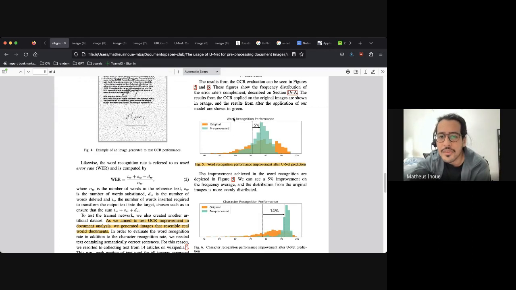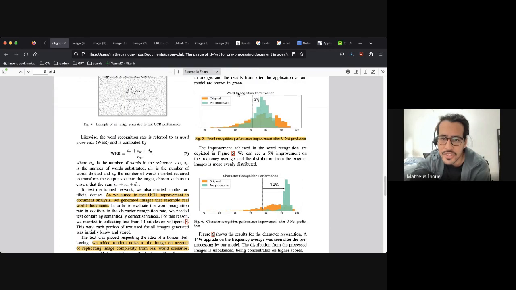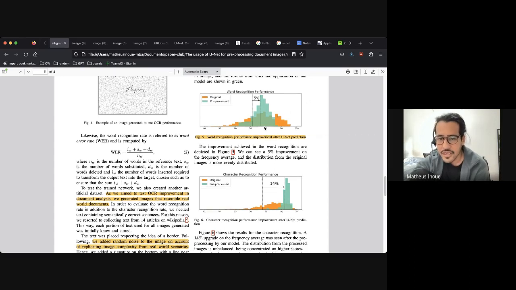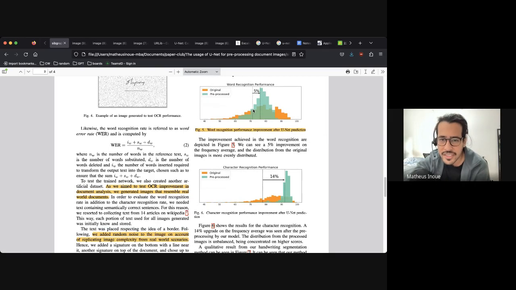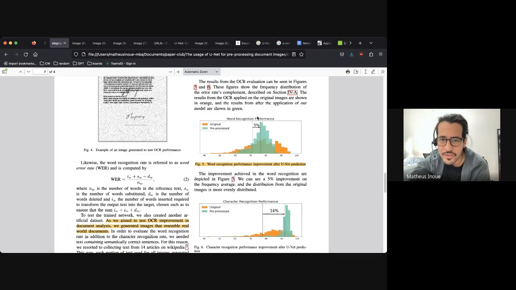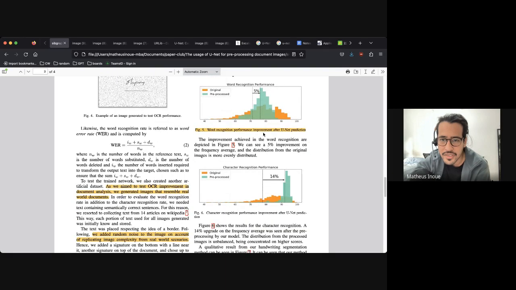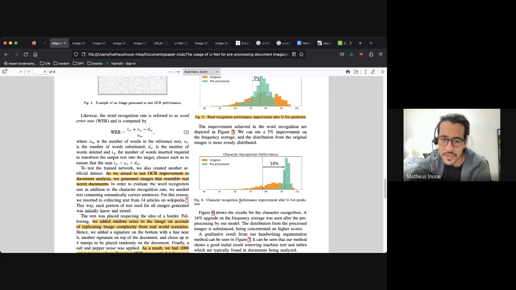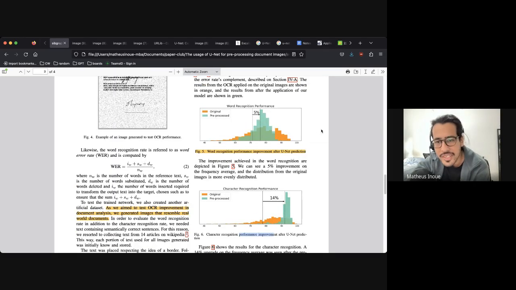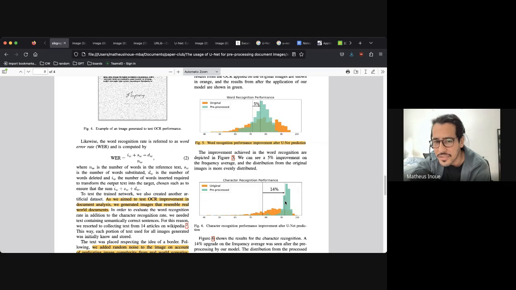So basically here we have both the word recognition and character recognition performance. And then you have in orange the original, so the noisy image before the OCR. And in green you have the noisy image after the UNet, then you feed it to the OCR. So you can see here that they compute the average ratio of how good it is, the recognition performance, right? So you can see that there is an improvement, right? Here like 5% and here 14%. So especially for character recognition, it improved the results a lot.